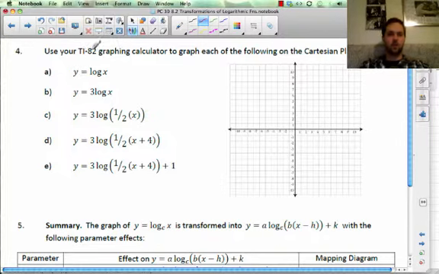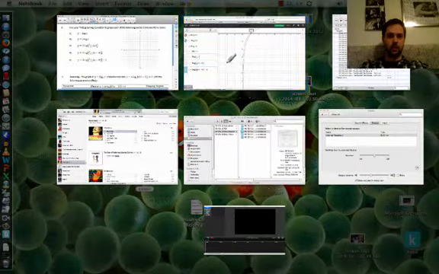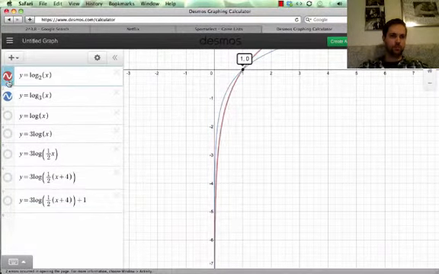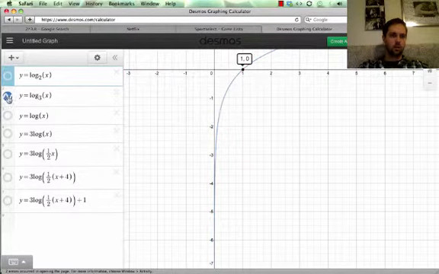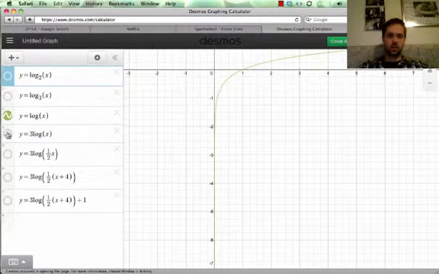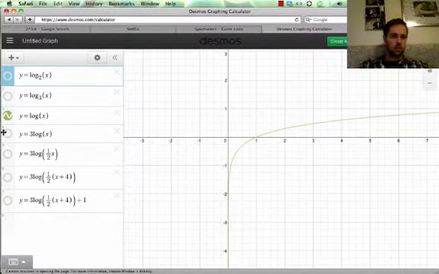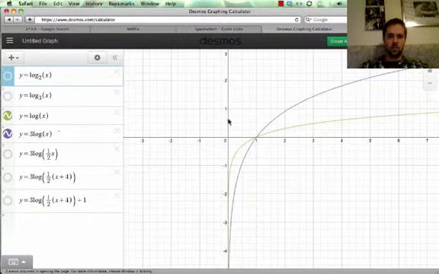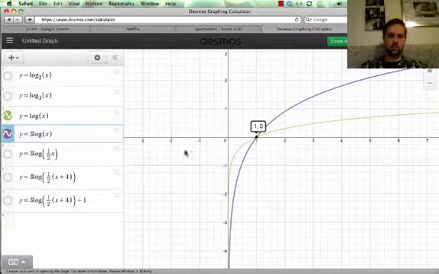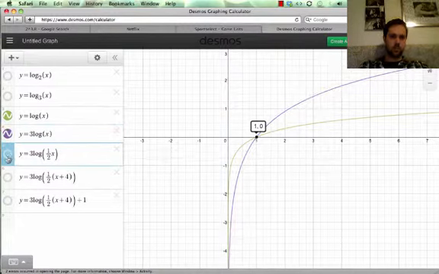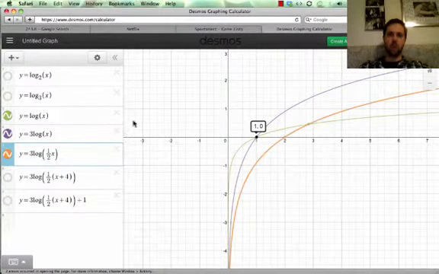Use your TI-82, which we don't have, so use Desmos. Graph these on the Cartesian plane: log x, 3 log x, and so on. We got a whole bunch of these, and I have prepared them already so that I don't have to waste a lot of time. So there's log x, 3 log x. Okay, so notice they have the exact same x-intercept. There's 3 log of one half x.